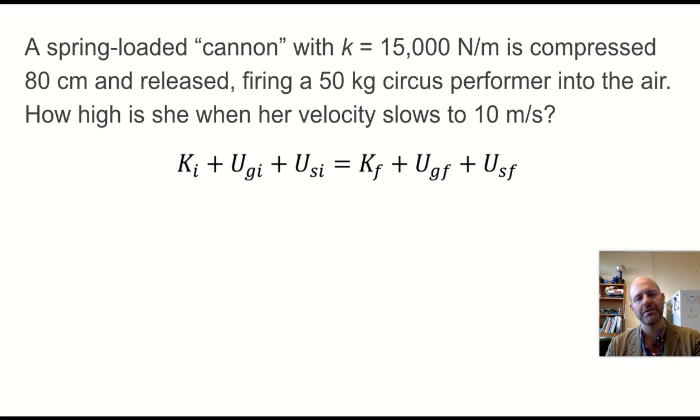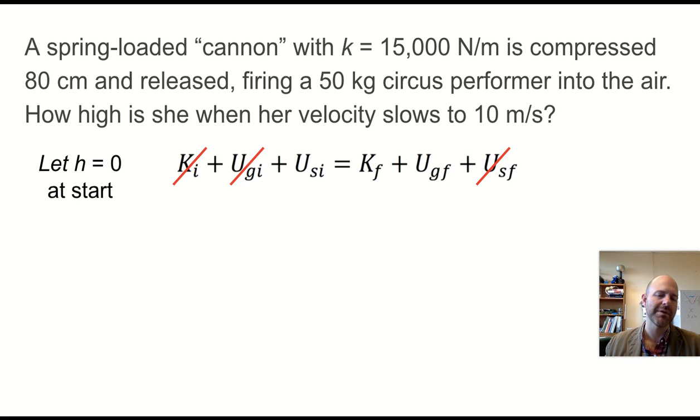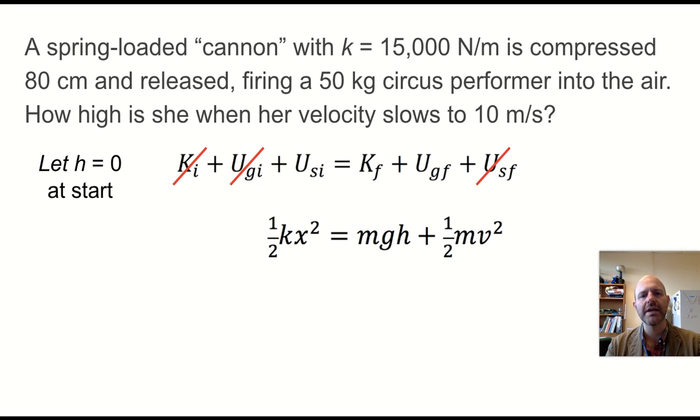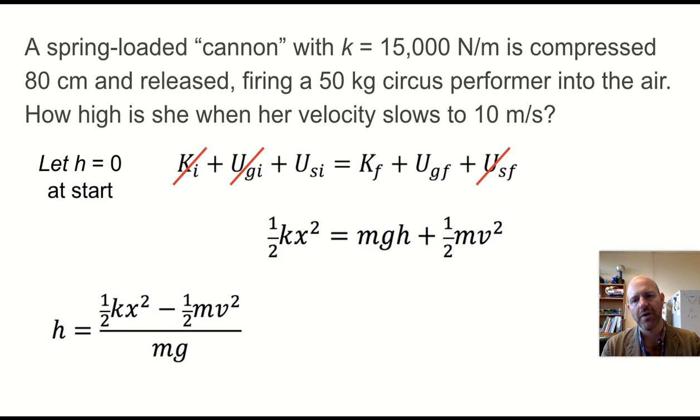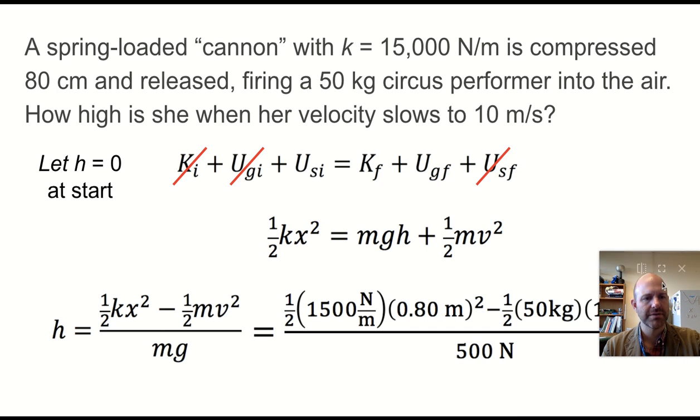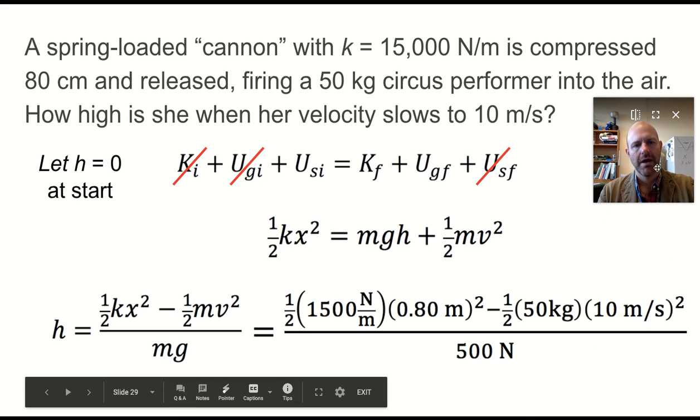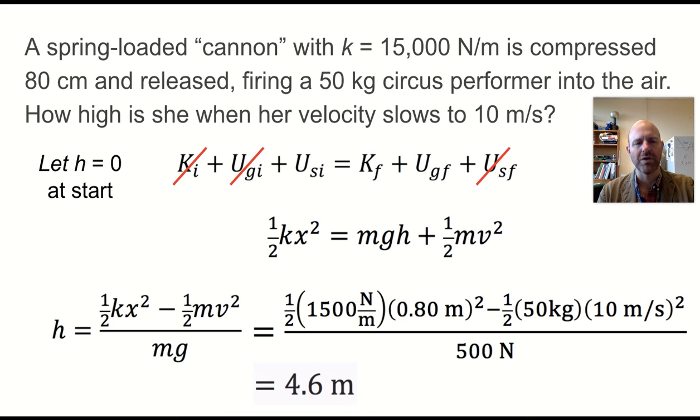So we start with our conservation of energy equation. Initially, we'll call height at the beginning 0, which means gravitational potential energy starts at 0. We start at rest, so kinetic energy is 0. We only have spring at the beginning. At the end, there's no spring because it's been uncompressed. And so we can rewrite our equation with all the variables there. 1/2 kx squared is mgh plus 1/2 mv squared. Solve for h, plug in our numbers, and we end up with 4.6 meters. That is how high she is when her velocity is at 10 meters per second.